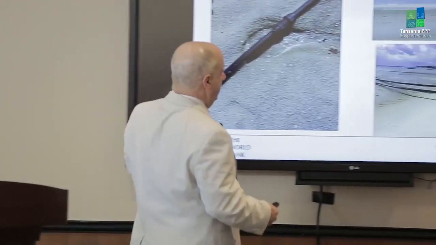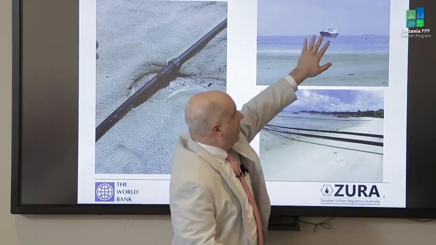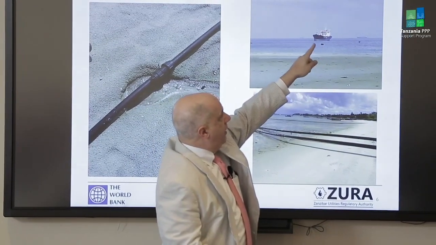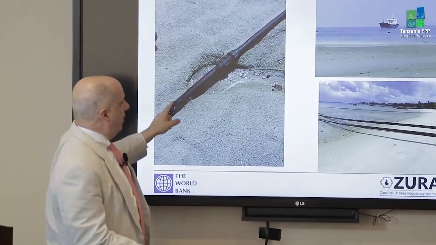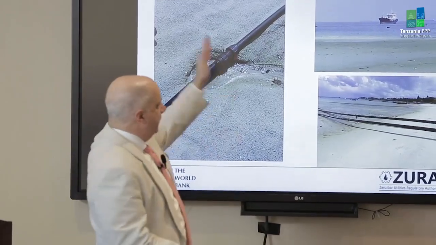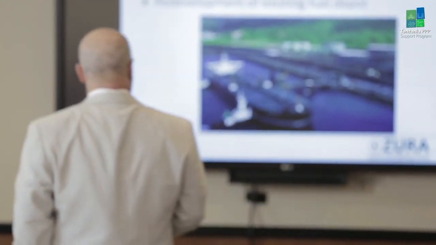There's a ship at berth. There's pipes that lead out. The ships, this is about as close as they come in. They hook up. The fuel's offloaded. This is actually a water pipe that's leaking that is heading out to the island out there. This is a presentation, by the way, that we made to the regulatory authority as well as the PPP unit and planning in Zanzibar.